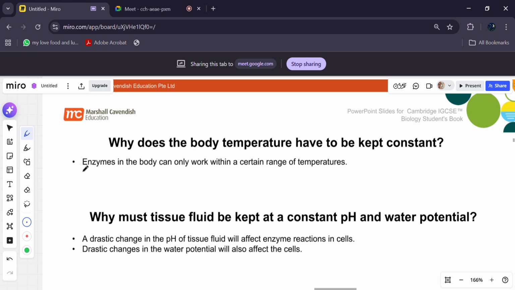Well, one reason is because we have enzymes in our body. Enzymes are biological catalysts. And these enzymes can only work within a certain range of temperatures. Changes in body temperature may cause the enzymes to become inactive or denature. Enzymes have work to do in our body, and when we don't have a constant body temperature, such as too high or too low a temperature, the enzymes can denature, which means they are destroyed.